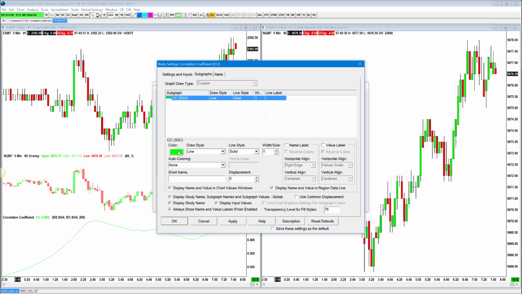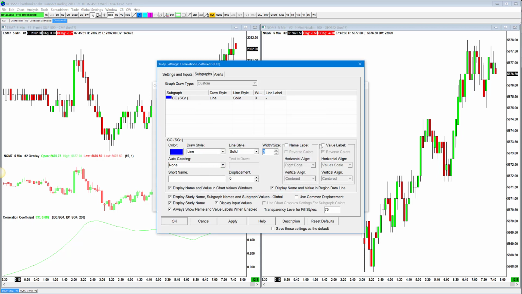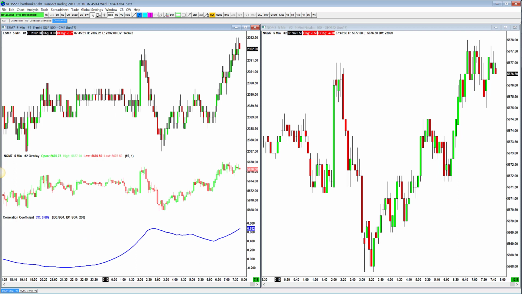In subgraphs, just for the sake of visual simplicity, I'm going to increase the width of the line, thicken it up a little bit so we can see it better. So this is the correlation coefficient here. For those of you unfamiliar with what the value means, a correlation coefficient of 1 means a direct, one-to-one relationship. A correlation coefficient of 0 means no relationship. We would consider that in layman's terms to be a mishmash, nothing. And then -1 would be an inverse relationship: something goes up, the other one goes down an equal amount.